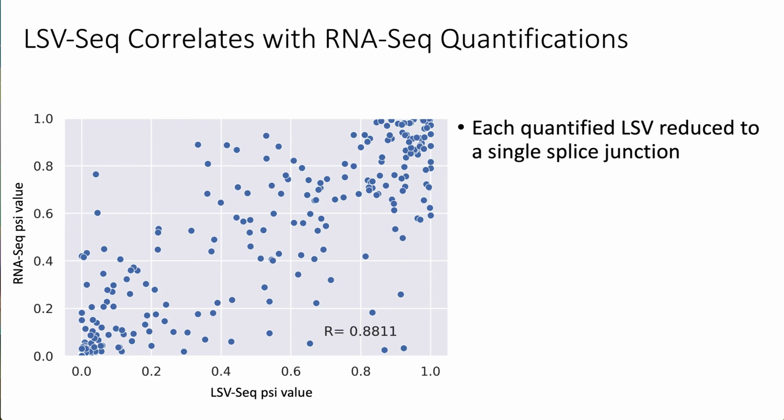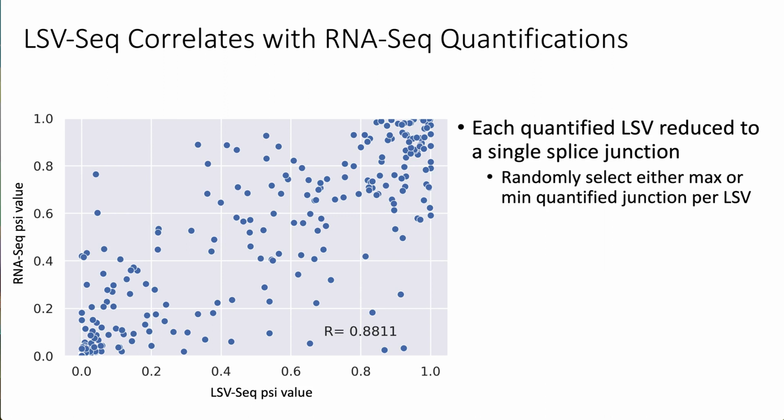Having established that we greatly enrich for the targeted events, we next looked at quantification accuracy of LSV-Seq relative to RNA-Seq. Here, each LSV that we targeted is reduced to a single junction, which is selected at random to be either the maximum value or the minimum value junction. We see that we achieve a reasonably strong correlation overall with RNA-Seq of 0.88.